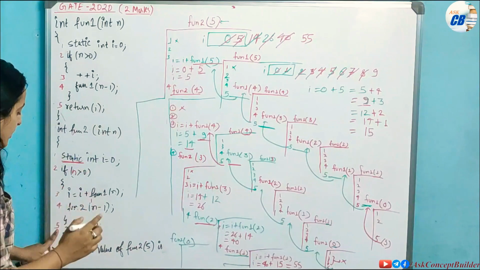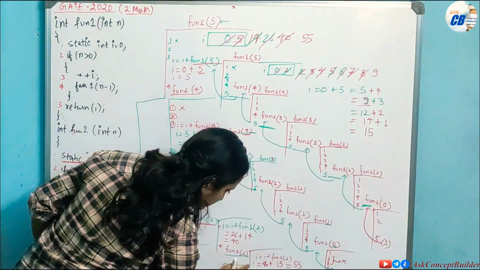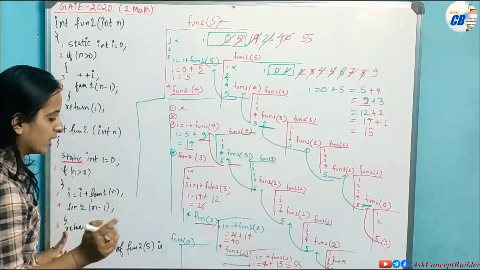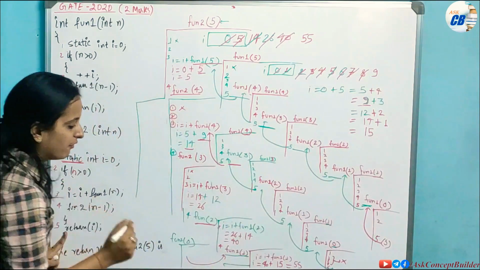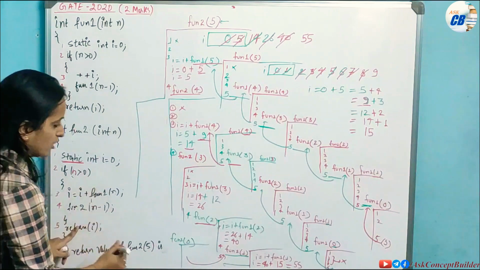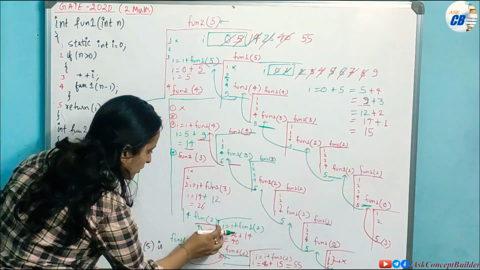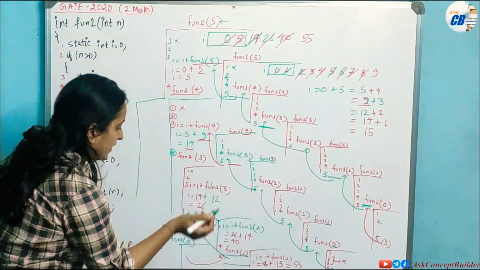And where will it return? To where it is called from. This fun2 0 function was called by the fun2 1 function. So it will return back to the fun2 1 function, and the fifth statement of the fun2 1 function will be executed, that is again return I. So it will again move back to the point from where it is called. So again the fifth statement for this will be executed, that is again return I.